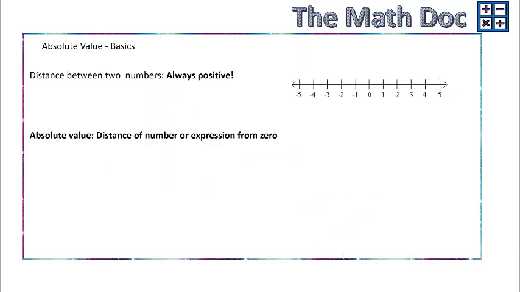So now let's look at this distance thing again. There's something important that you have to understand about it. When we look at the distance between two numbers, so again, let's look at, say, 1 and 4 here.